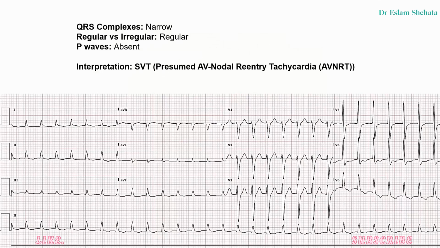And so here's an example of it. We've got a narrow complex tachycardia. This one happens to be regular. There are no P waves, and so we could call this supraventricular tachycardia. Okay, it's definitely an SVT. It can't be a ventricular tachycardia with these narrow QRS complexes. And in this case, we're going to presume that it's AV-nodal re-entry tachycardia based on the fact that there's no P waves.